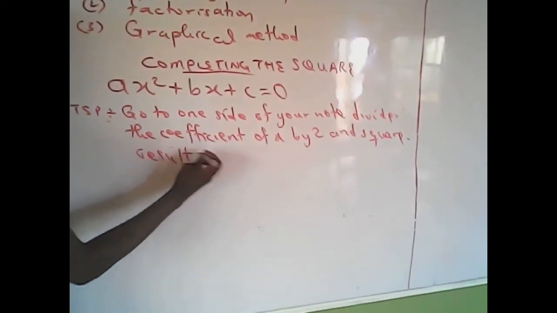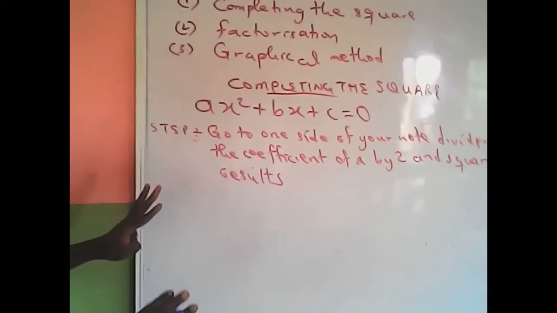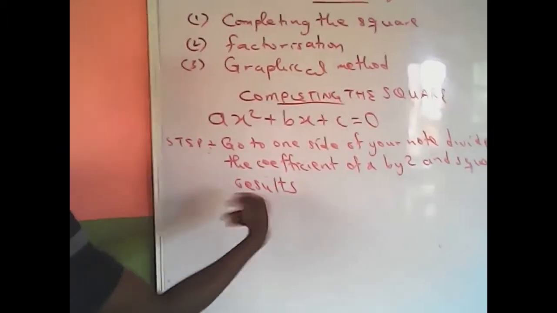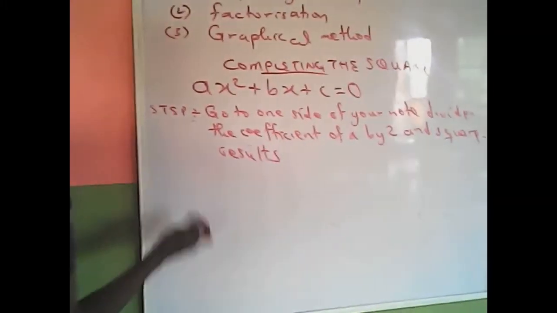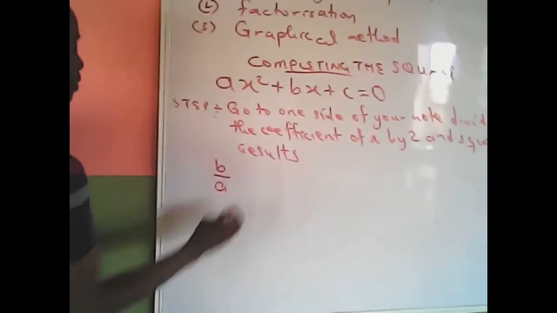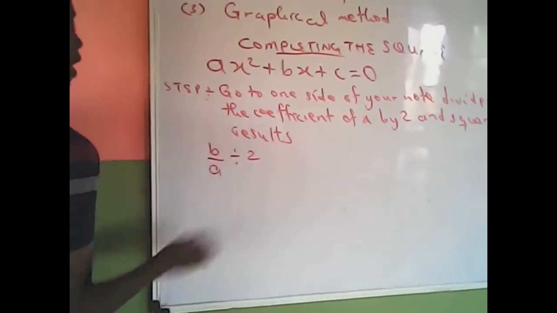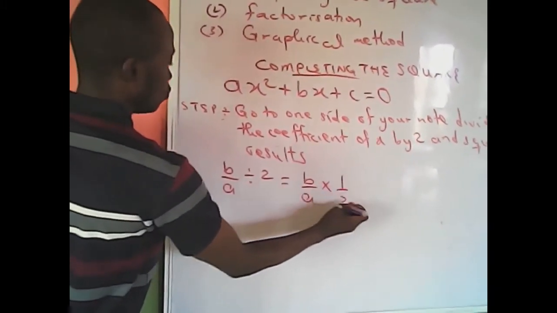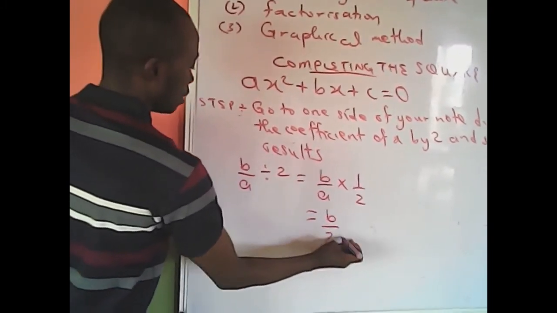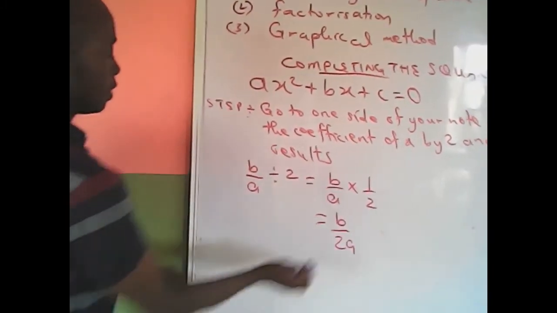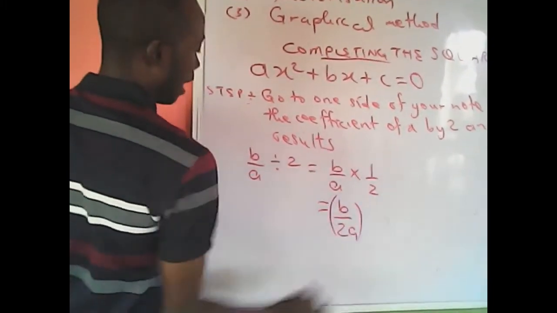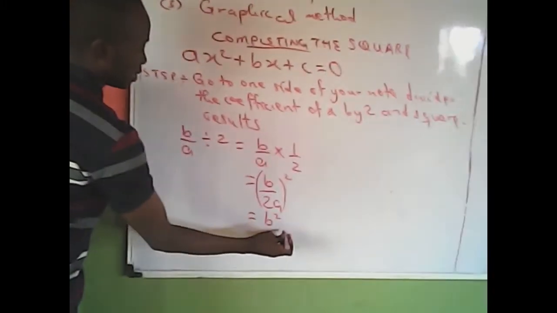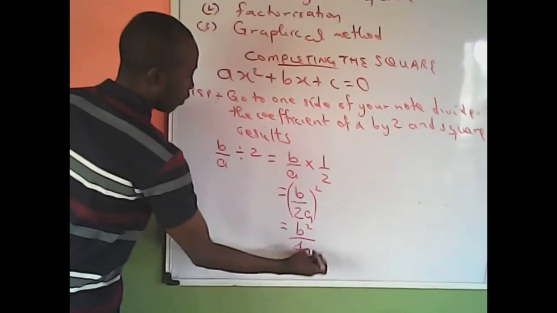What we will do is take the coefficient of x and go do some working at the side of our notes. Based on the last step, the coefficient of x is b over a. We divide it by 2, and how do we do that? That will be b over a times 1 over 2, and that will now be b over 2a. Then we square the result, and the answer that we are going to have there is b squared over 4a squared.